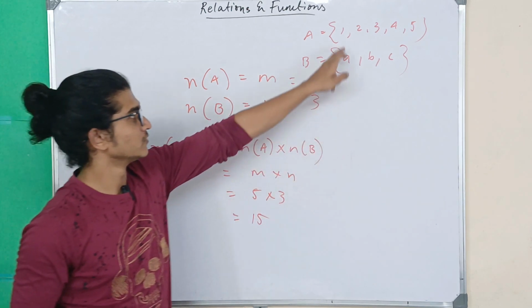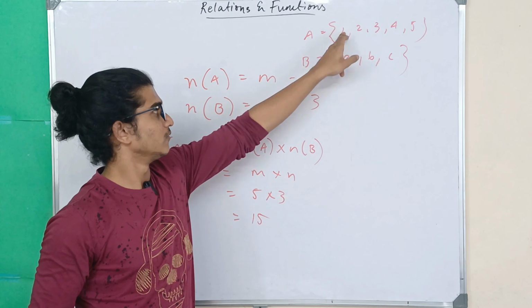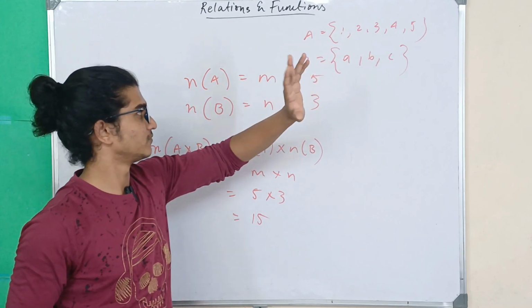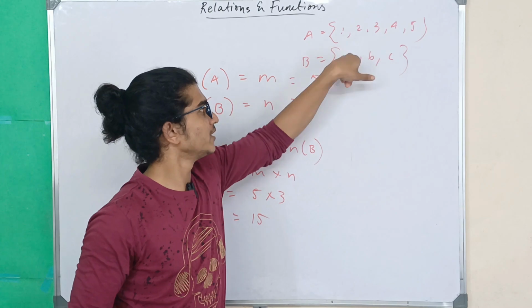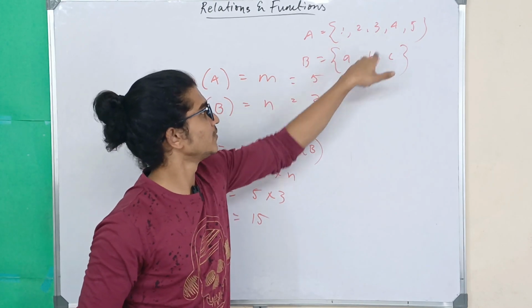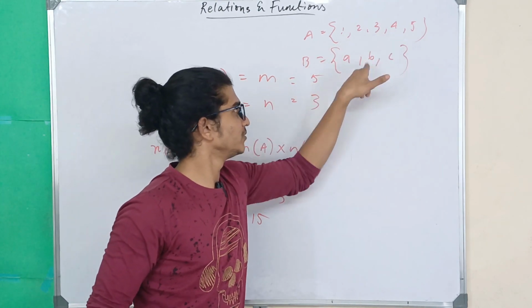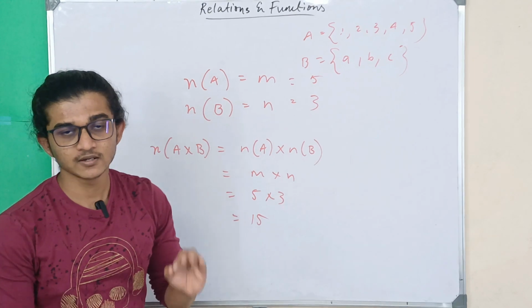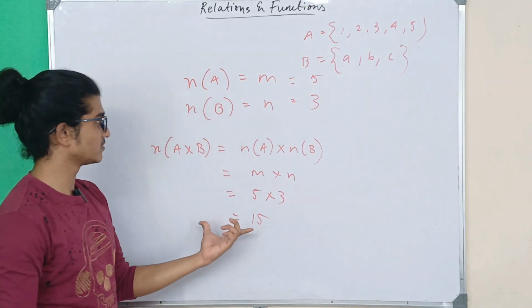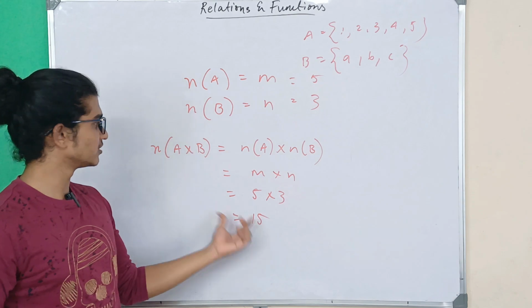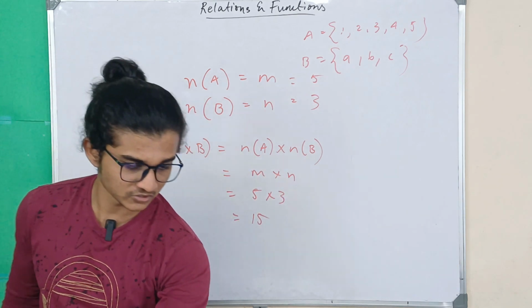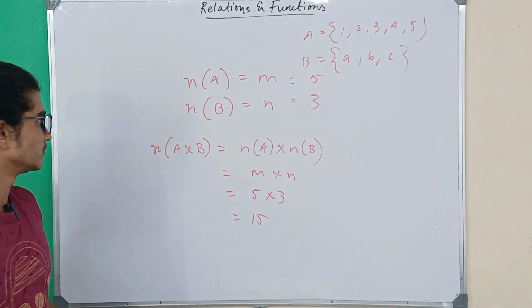You can verify this. So 1 comma a, 1 comma b, 1 comma c. Then 2 comma a, 2 comma b, 2 comma c, 3 comma a, 3 comma b, 3 comma c, 4 comma a, 4 comma b, 4 comma c, 5 comma a, 5 comma b, 5 comma c. So totally you will get 15 different elements. So instead of doing the multiplication every single time, you can directly go to this formula and apply it to find the number of elements of A cross B.